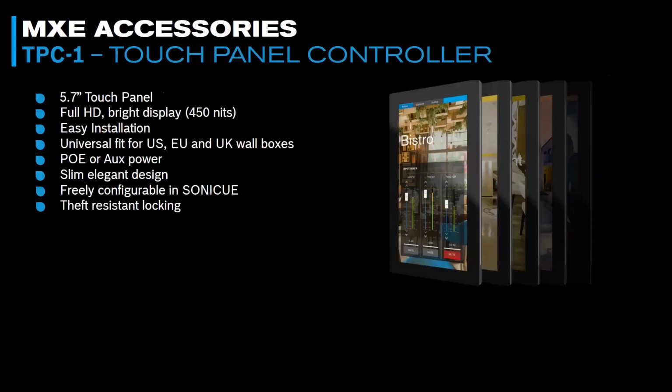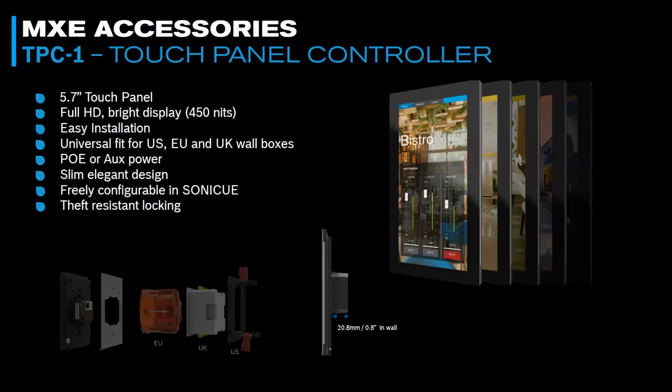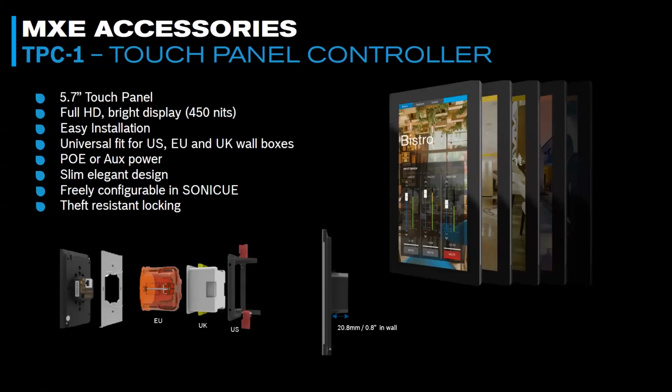In terms of the accessories for the system, the TPC1 touch control panel is a 5.7-inch touch panel with a full HD display and brightness of 450 nits, so it's definitely very bright. It also has a proximity sensor that lets you walk in and out, and it lights up on proximity. It's a very slim design with a universal fit, so EU, UK, and US style wall mountings are all completely compatible. For our friends in Australia, I'm not entirely sure it fits, but I think it's pretty close, or should do that as well.